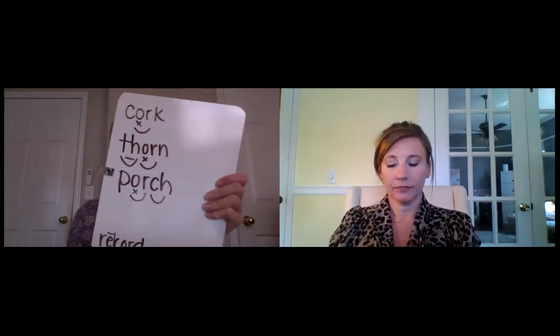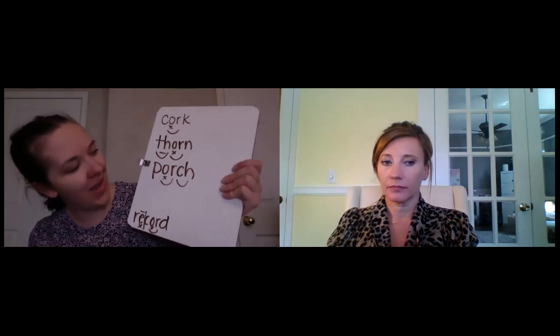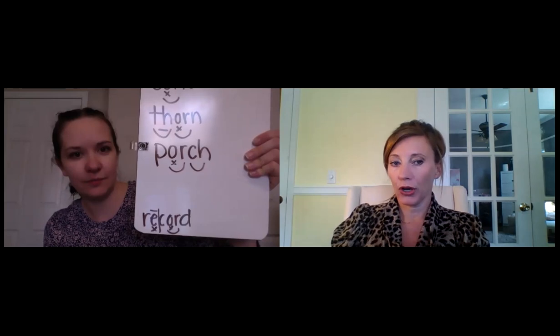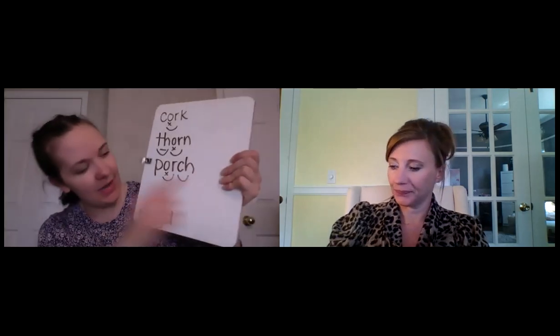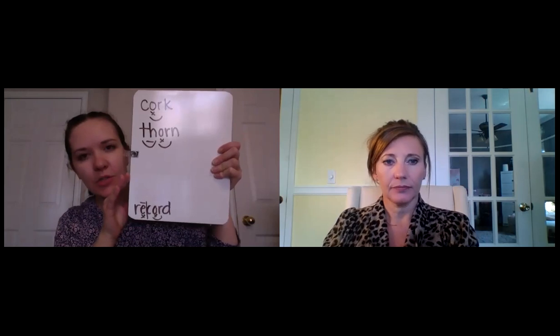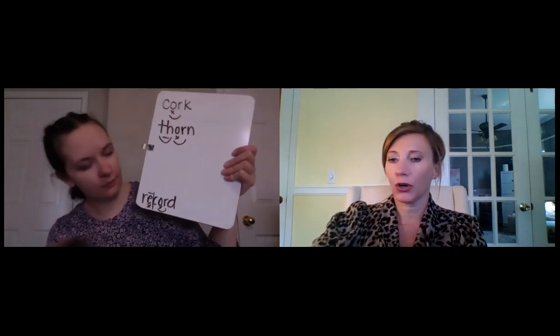All right, point to the word that ends with a digraph. Which word ends with a digraph? Porch. Awesome. Yes, that CH digraph. Go ahead and read that as you erase it. Porch. And point to a word that has two syllables. What word is it? Record. Go ahead and erase record as you read it.